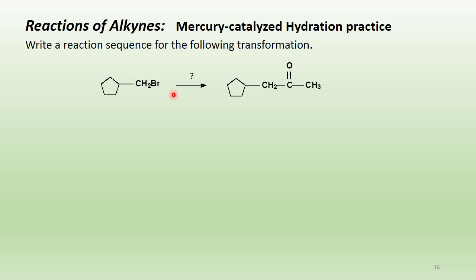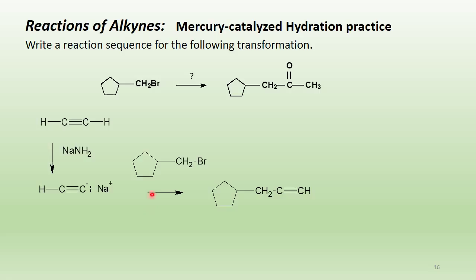So why not start with an alkyne? Ethyne would be 2 more carbons. We can carry that through deprotonation using a strong base, sodium amide. Either one of these hydrogens would be removed, producing sodium acetylide. We next need to add this bromomethylcyclopentane group. Bromomethylcyclopentane is a primary alkyl halide. SN2 substitution would add it, giving us this 3-cyclopentylpropyne.